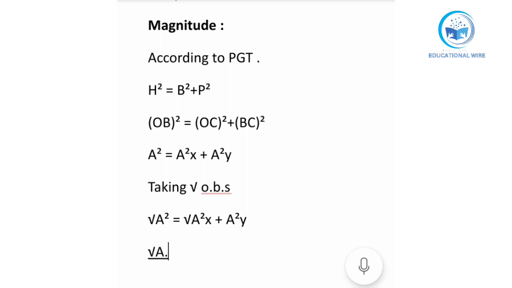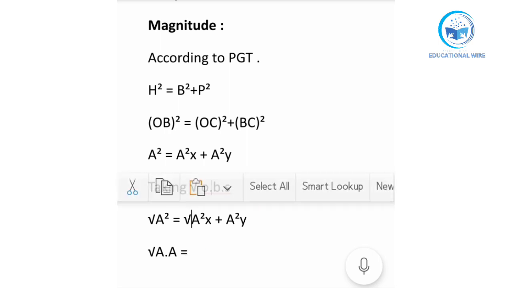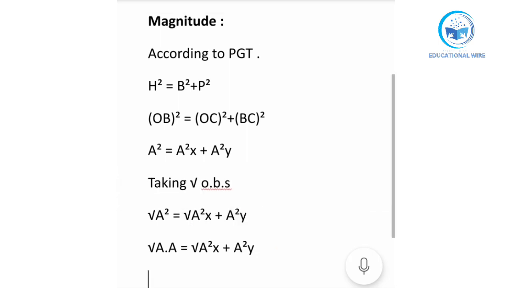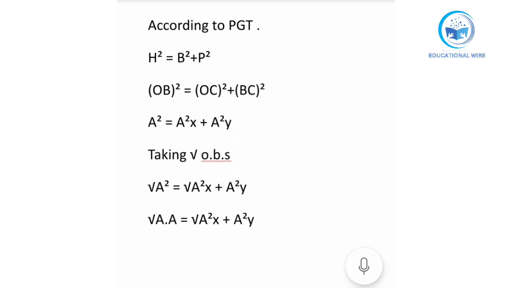A square we can write as A multiplied by A, which forms A square. After that we have A square X plus A square Y. We will write this one the same as written here, copy from here and paste over here. After that this A will come out, and we have the magnitude, meaning the square cancels with the radical and just one A will remain. So A is just the magnitude.